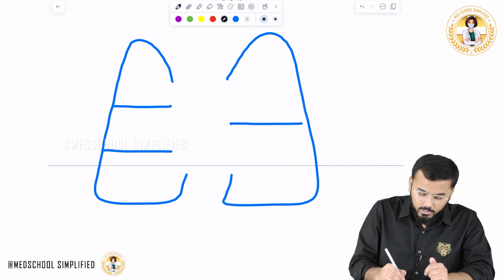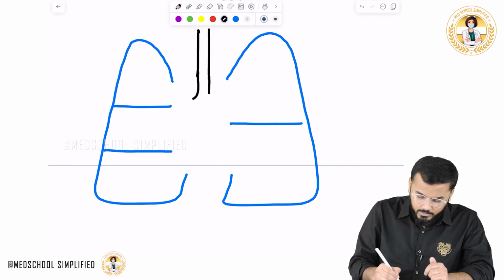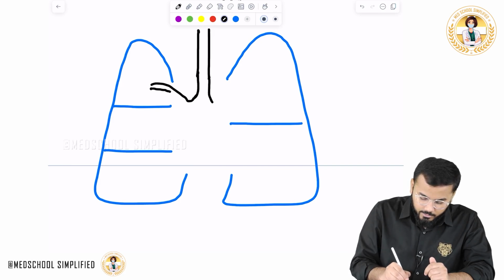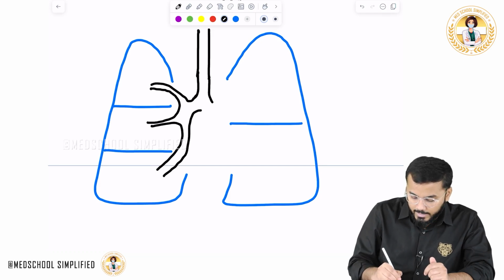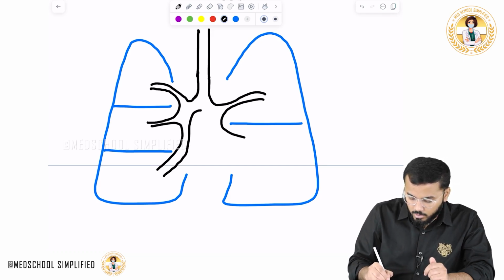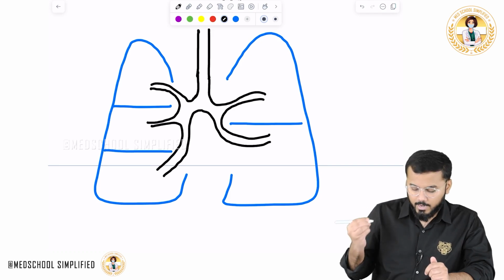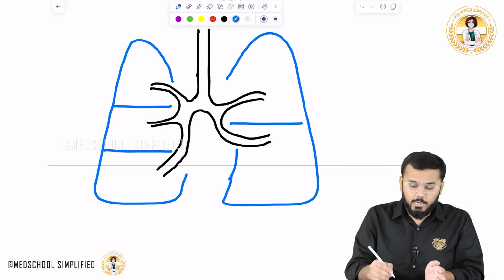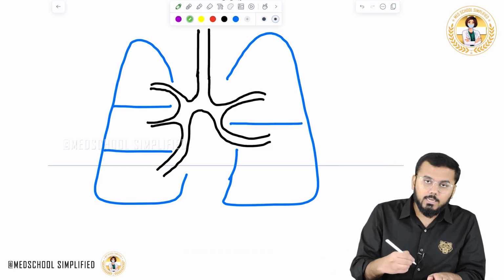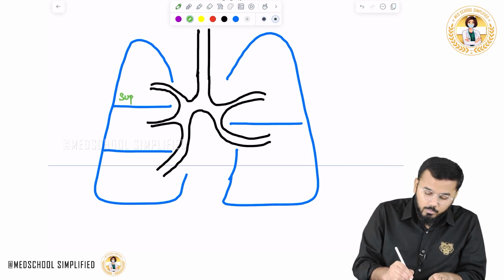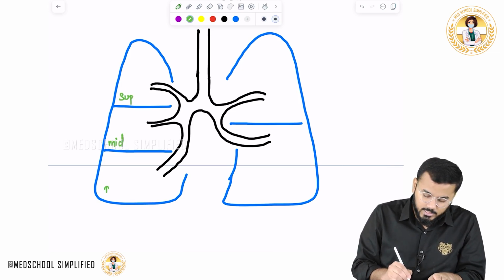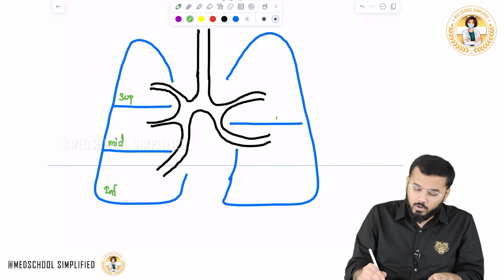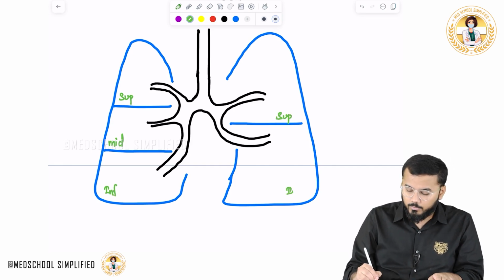Now in the center you have got the bronchus, right? This is the trachea, and this trachea is now dividing. See, this is the trachea. On the right it is dividing into one bronchus on the top, one bronchus in the middle, and one bronchus in the lower part. And here on the left also it is dividing into one bronchus on the top and one bronchus in the lower part like this. So on the right side, how many lobes do we have, guys? These 3 lobes are called the superior lobe, the middle lobe, and the inferior lobe. On the left side we have got the superior lobe and the inferior lobe.